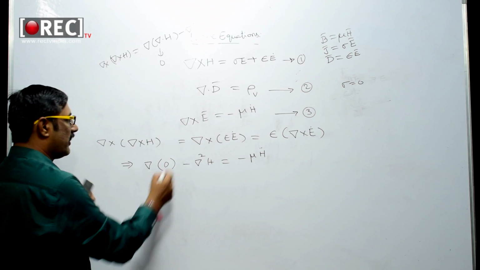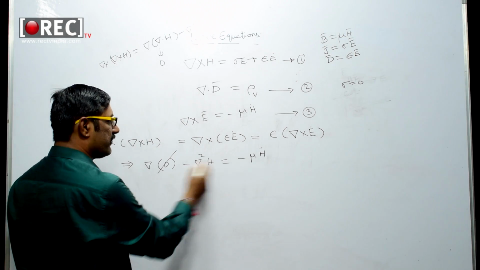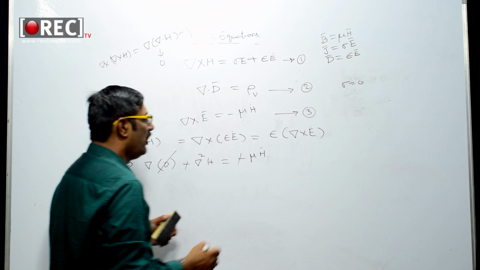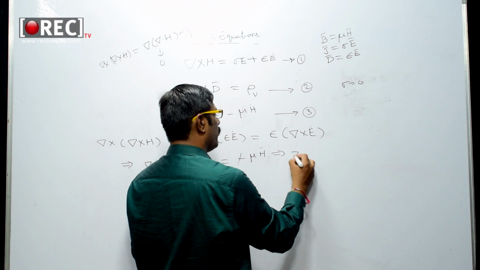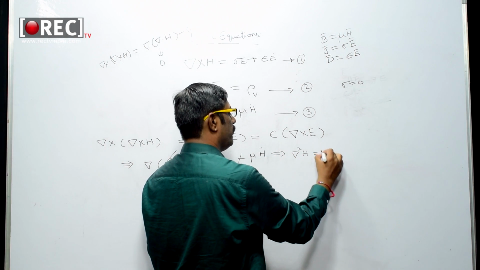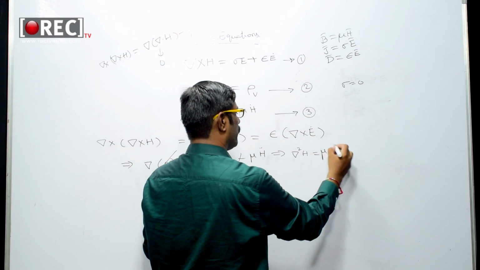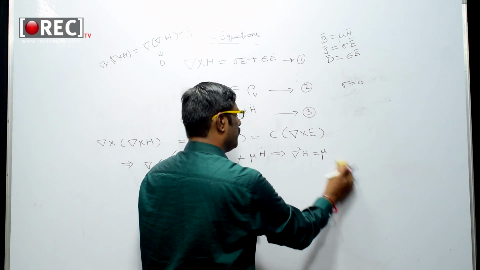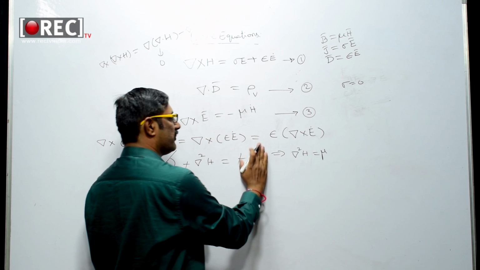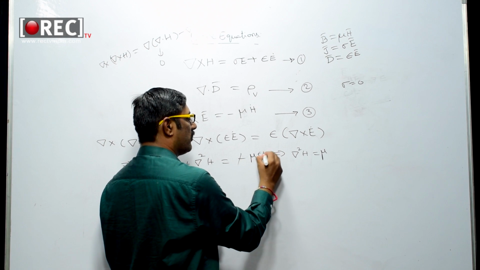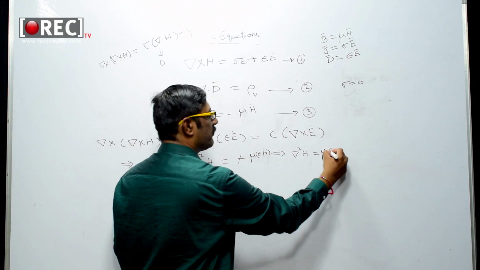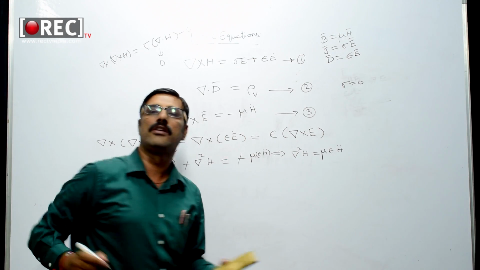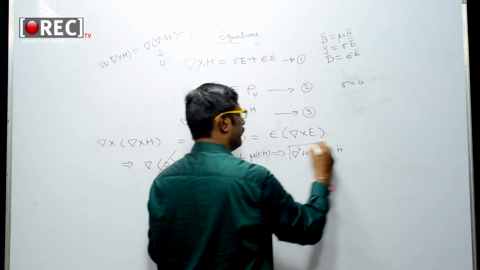So on this side, this is anyhow 0. So minus del square H and minus H cancel. So you now have del square H is equal to mu into H double dot. Of course, here we have got one epsilon also. So this is mu epsilon into H double dot. Now let us call this equation number 4.